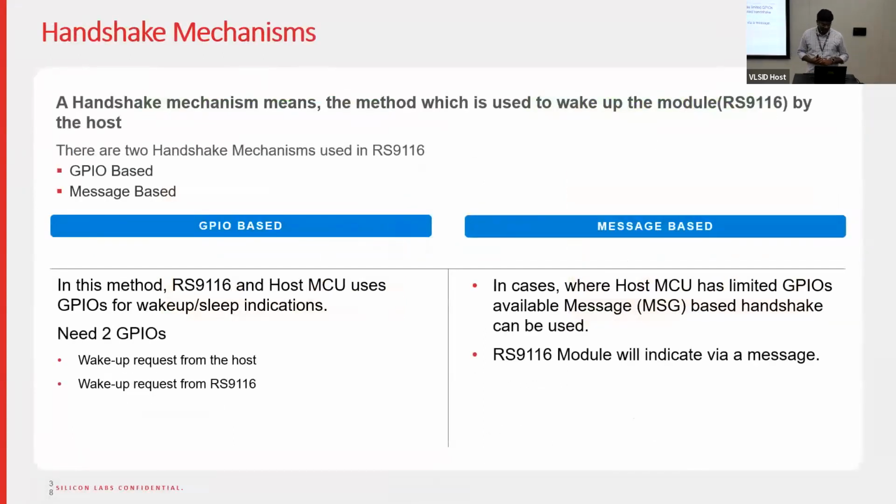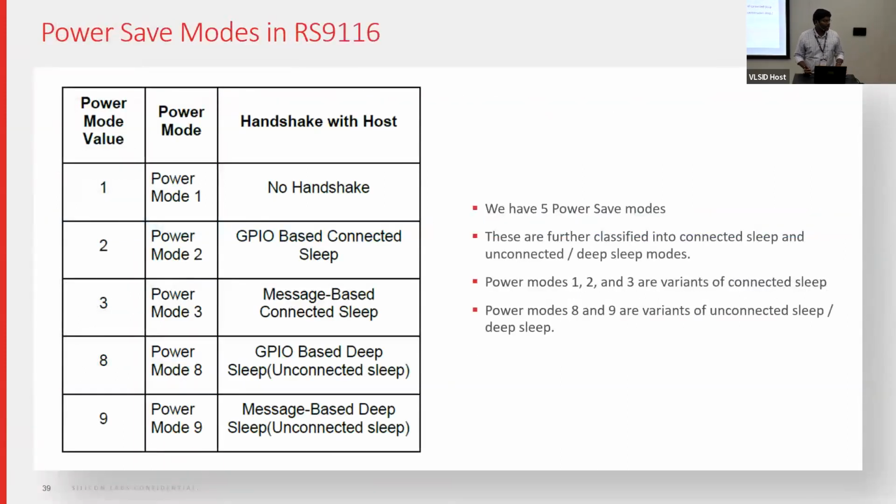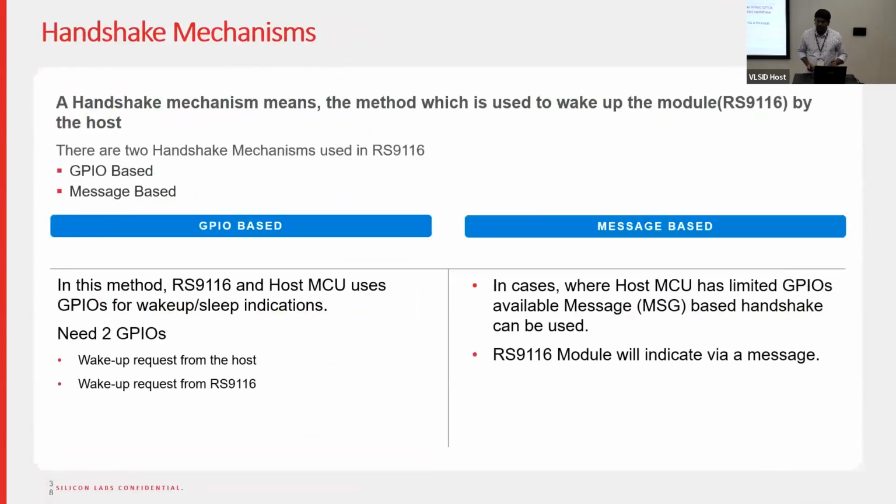So a handshake mechanism is a method to wake up the module. Once the module is in sleep, how can we wake it up so that it can receive the packets from the host? There are two methods, GPIO based and message based. In the GPIO based method, we will use two GPIOs, one for wake up request from the host and one for wake up request from the RS9116.